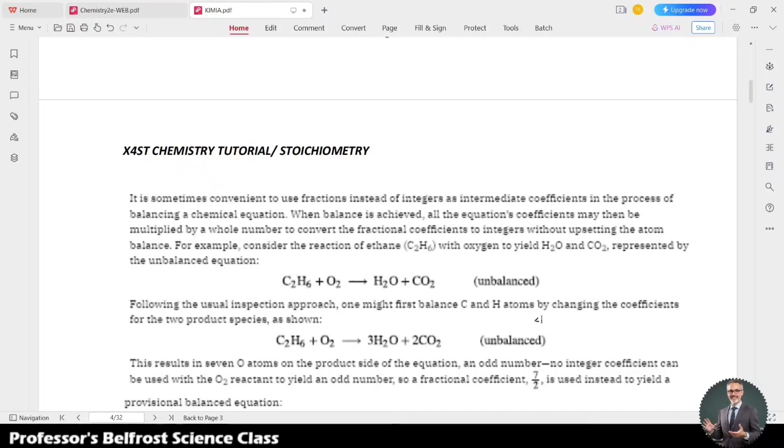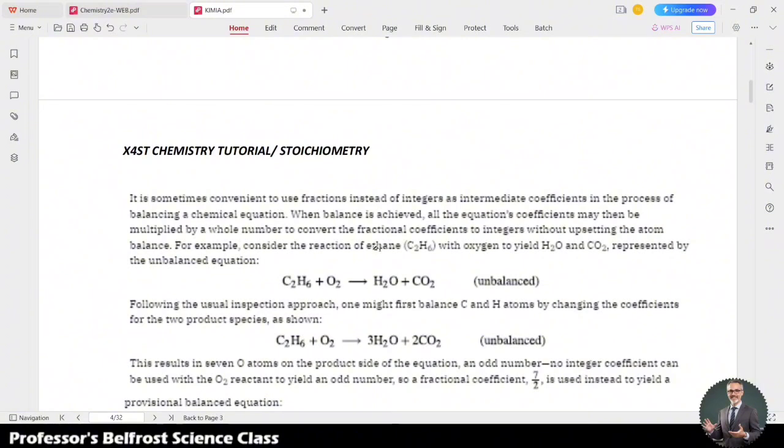For example, here's an example from the book, ethane. Ethane is C2H6, which has been learned before, so you are given the molecular formula by the book. Ethane reacts with oxygen to yield water and carbon dioxide, represented in this unbalanced equation: C2H6 plus O2 yields H2O and CO2. This is not balanced, so maybe we'll first try to balance the C and H atoms by changing the coefficients for the two product species.